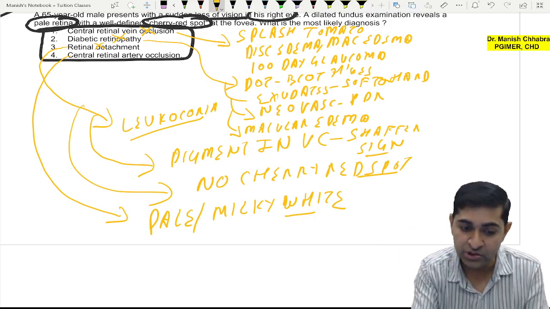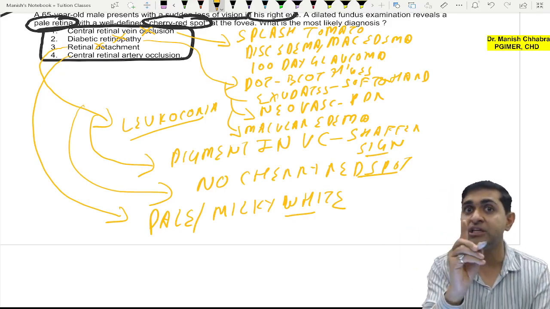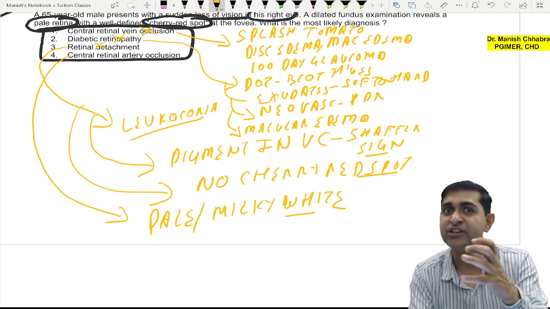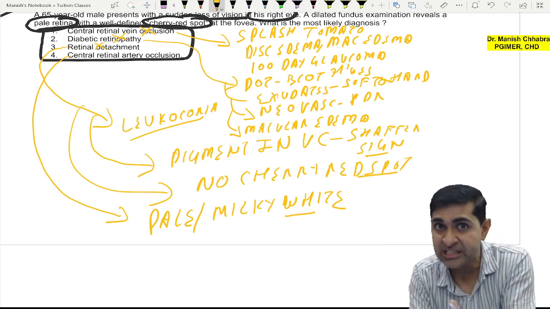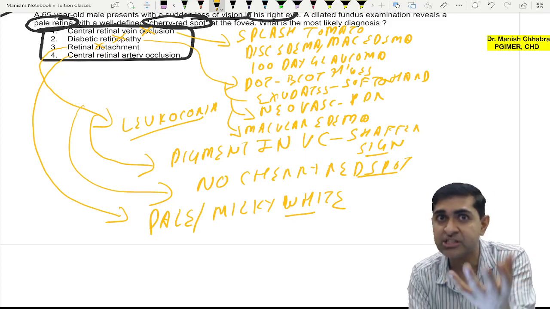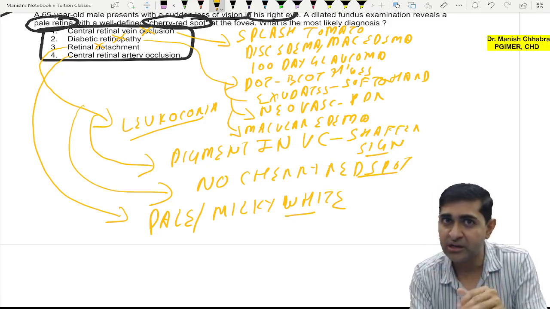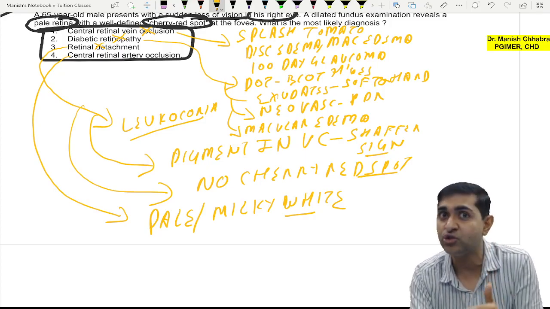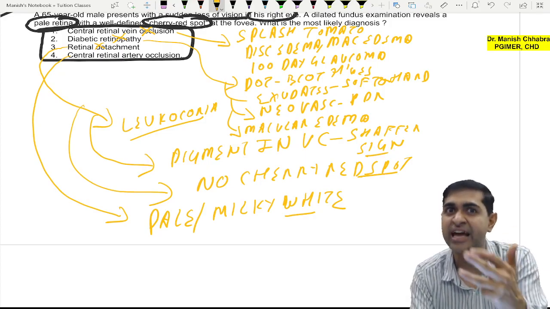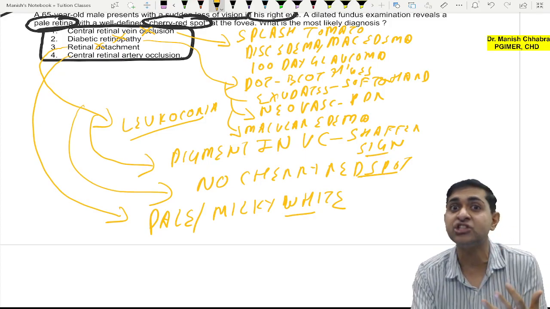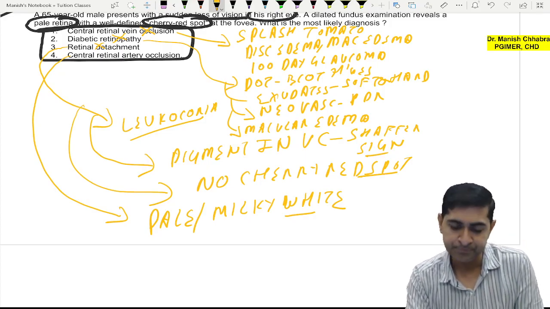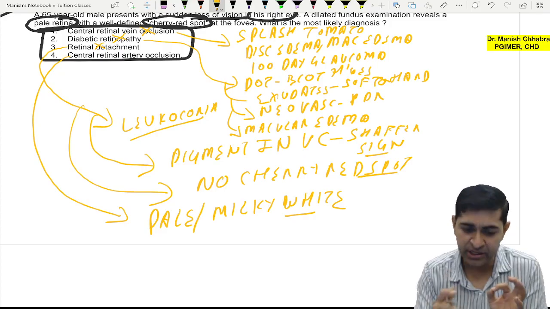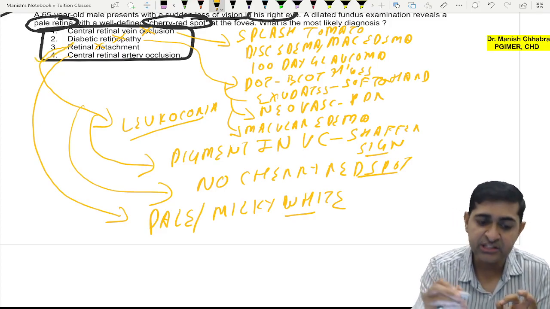So you are able to see the cherry red spot only in CRAO. Of course, there are some differential diagnoses. There are some storage diseases, biochemical storage diseases, in which you have cherry red spot, like Gaucher's disease, GM1 gangliosidosis, Sandhoff disease, Tay-Sachs disease. Also in Berlin's edema, which is blunt trauma to the eye. Yes. And in this situation, you will have this as the answer.